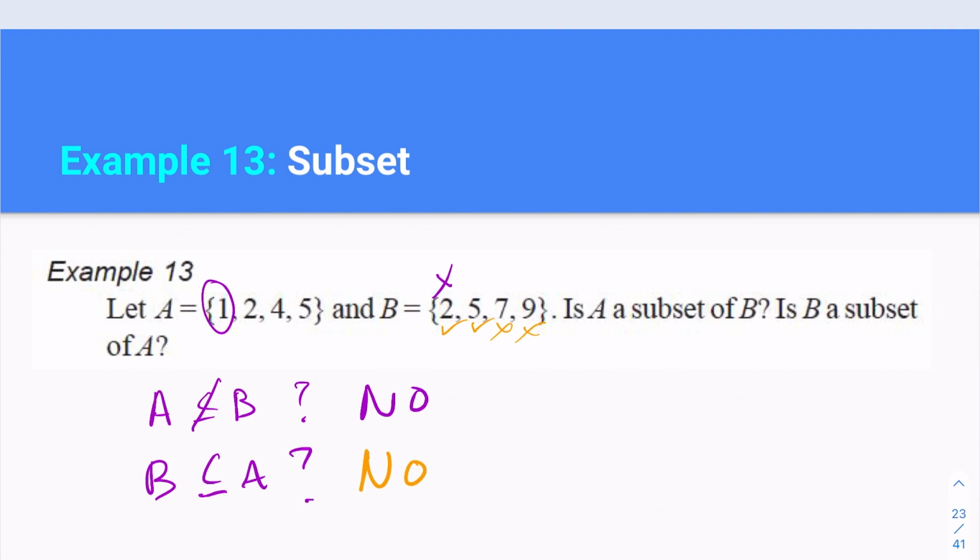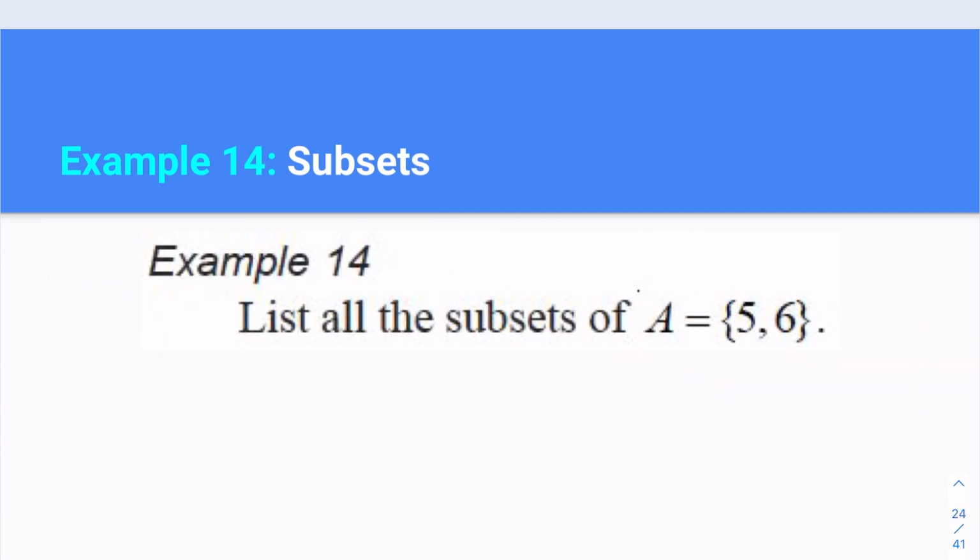but they are not subsets of each other. So far, we've been checking to see if sets are subsets of each other, but let's just actually list all of the subsets of a set. So given that the set A is equal to 5 and 6, what are the subsets? So first, I'm going to include both elements. That's a subset. And then I'm going to include only one. And then next I'm going to include the other one.